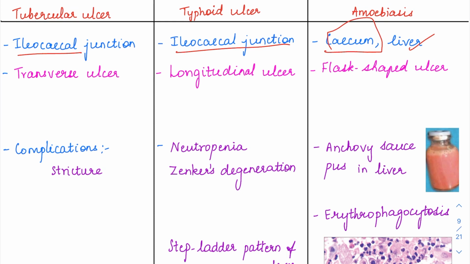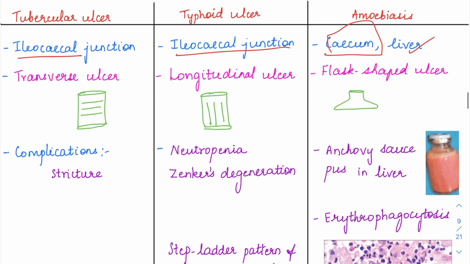Suppose it was a tubercular ulcer, you are going to have a transverse ulcer. Suppose this was the intestine, you are going to have ulcers like this. So transverse ulcers will be there. In typhoid, it is going to be longitudinal ulcer. The ulcers are going to be like this. Then in amoebiasis, the ulcers are going to be flask shaped like this. So rather than being deep, they are going to be wide. Starting from the epithelium, it's going into the submucosa quite wide rather than going deep into the muscularis propria and serosa. So flask shape ulcer is present.